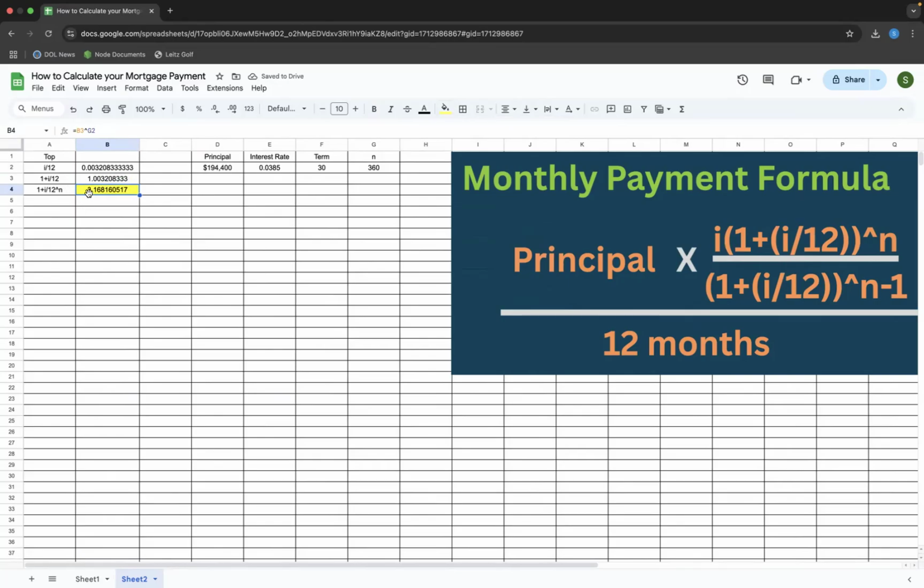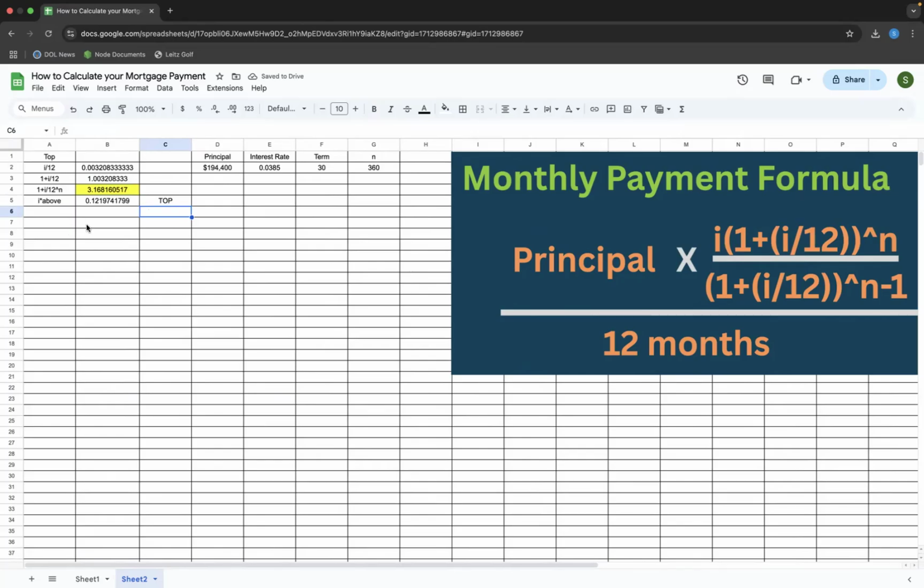So now that I've done this, I need to multiply I, which is my interest rate, times this number. So I'm going to say I times above, just to make it simple. So equals this number times interest rate. And now we have our top number. So this is the top portion right here.